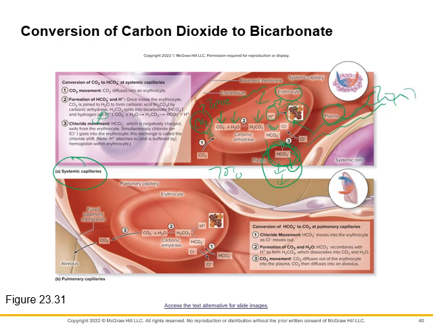The bicarbonate is flowing in our plasma, and when the bicarbonate reaches the lungs, you're going to see the bicarbonate move back in, you're going to see chloride move out, you're going to see the hydrogen bind with the bicarbonate to form this carbonic acid, turn back into CO2 and water, and then you're going to exhale the CO2.